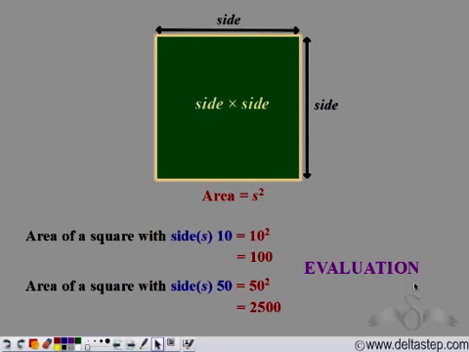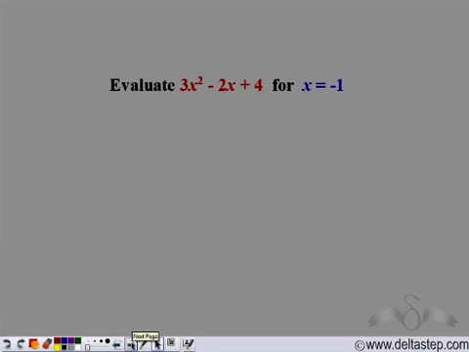So this method of substituting the known values in place of the unknown variables to find the values of the expression is called evaluation. So let us evaluate some more expressions.